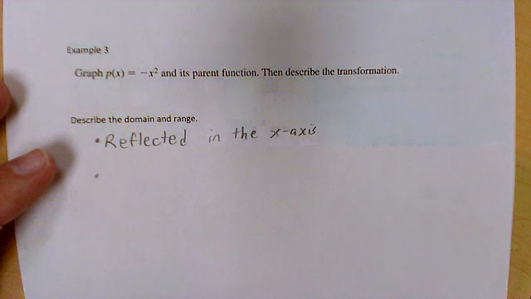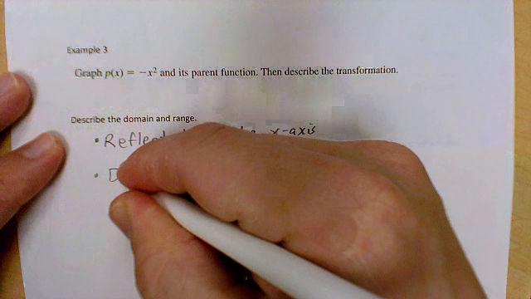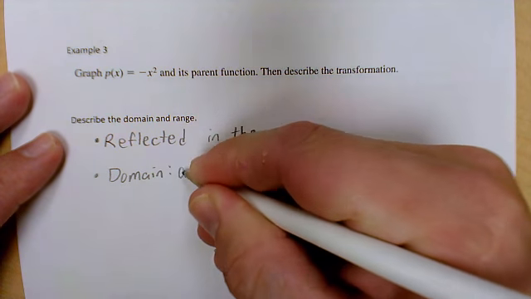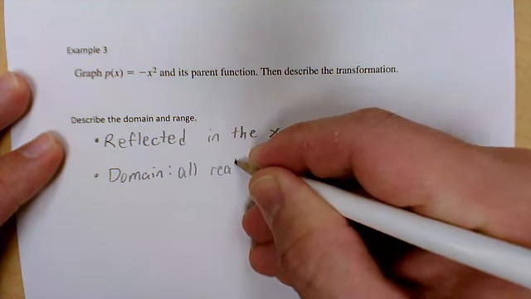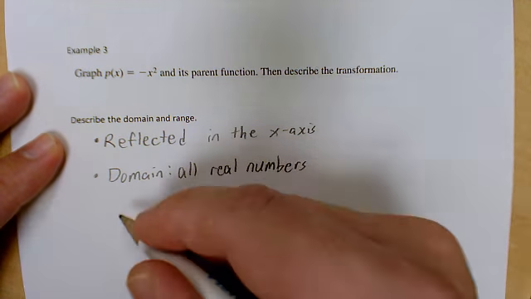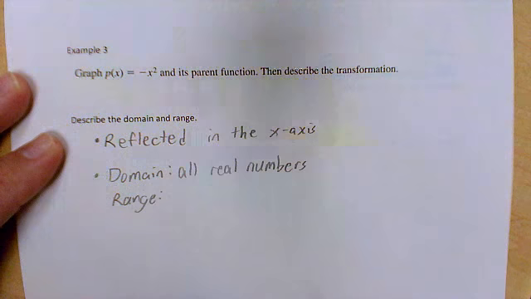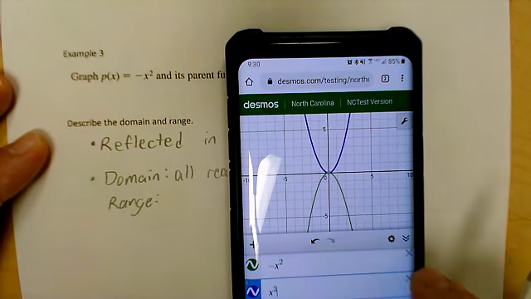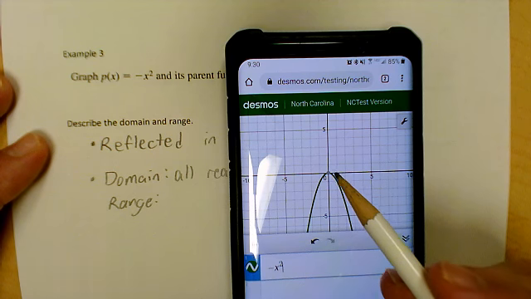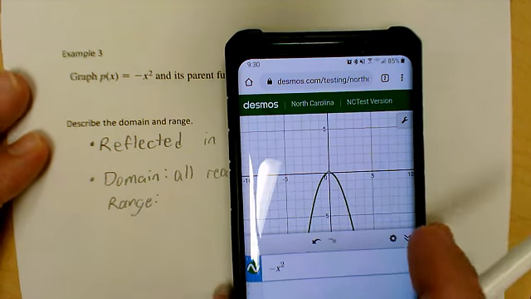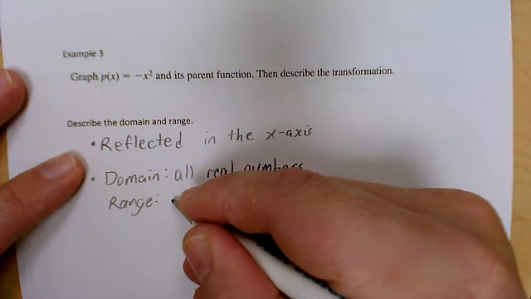And what I'm going to say for the domain and range is that my domain will again be all real numbers. You aren't going to see anything other than that for right now. I'll point out whenever things are going to be changing there. And for my range though, for my parent function, the y values could be anything greater than or equal to 0. But for my new function, the y values can be anything less than or equal to 0 because it's going down from the origin.